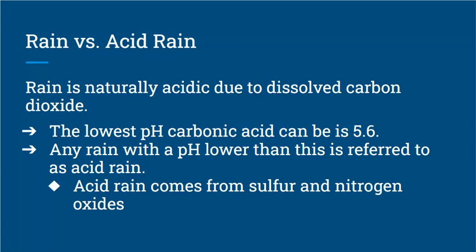Okay, so that carbon dioxide reacts with the water in the air, making carbonic acid. Carbonic acid, the lowest pH it can have is a 5.6. So any rainwater that is between 7 and 5.6 is just normal rain. It's just slightly acidic. If it's lower than a 5.6, that's when we call it acid rain. What makes it lower is sulfur oxides and nitrogen oxides.